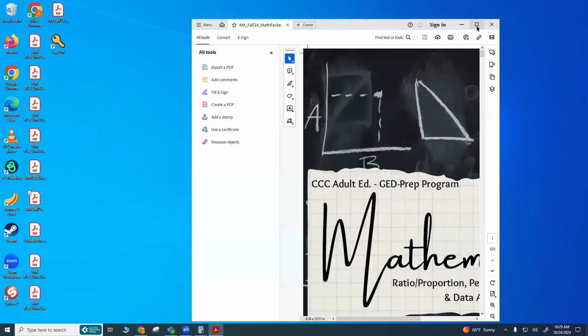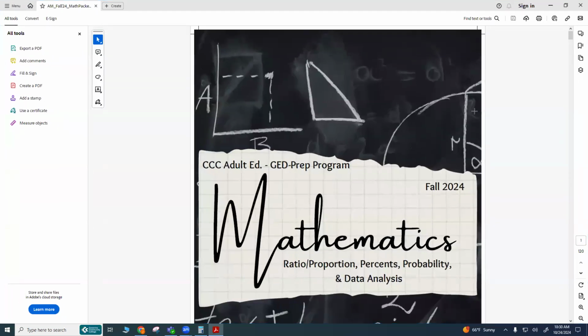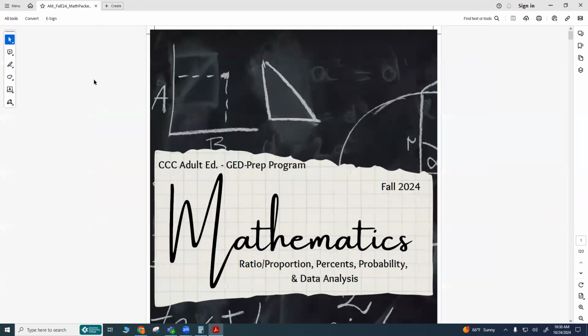So I think it's page 67. What did I do? Stuff from last semester. Yeah, it's the same book. Yeah.